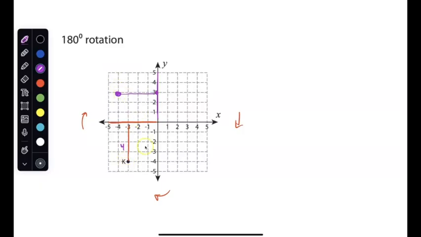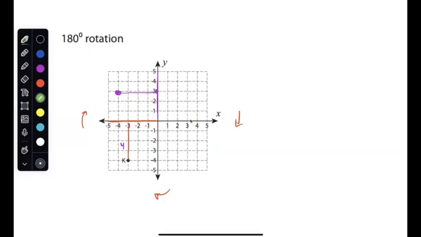But then that's a 90-degree rotation. I got to do another 90 to get 180. I move from here to there. So we do the exact same thing. I'll move this back down. And the exact same concept. At 3, we went over 4. At 3, we're going to go up 4, all the way up to 4. Right there. My point here is 3 and 4. That's what I got. And that's the 180-degree rotation of this guy all the way over there.